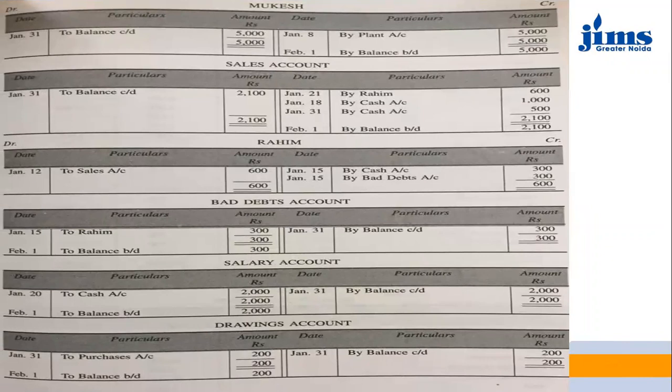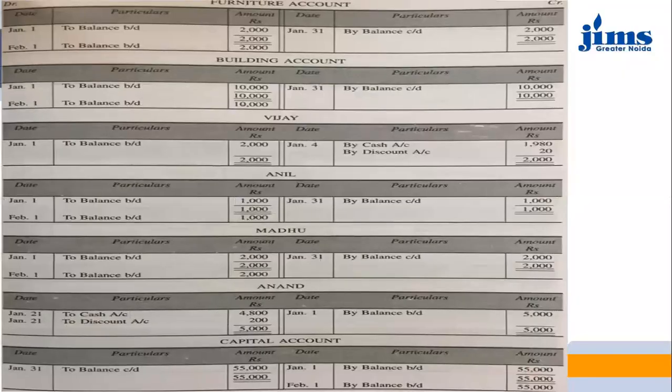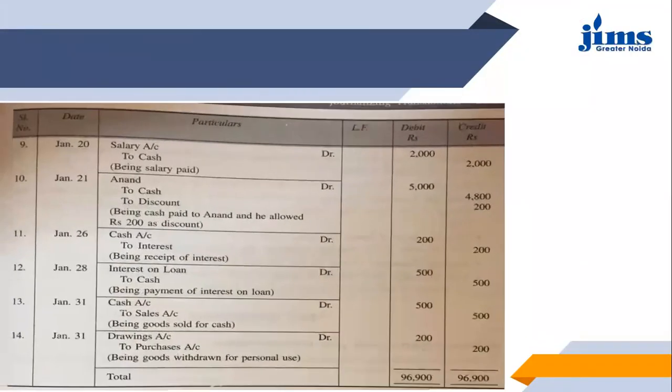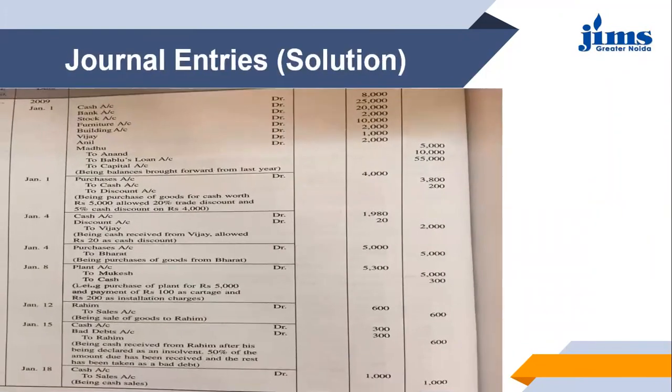See, at the top, it is the Mukesh account. Mukesh account is getting credited. So on the credit side, you can see 8 January entry by plant account 5,000. So what we are doing, we are basically posting the journal entries that we have already passed in their respective account. The benefit of this is, at the end, when all the posting are being done, then we will be having the summary, the classification of all the respective entries of their respective head under one head.